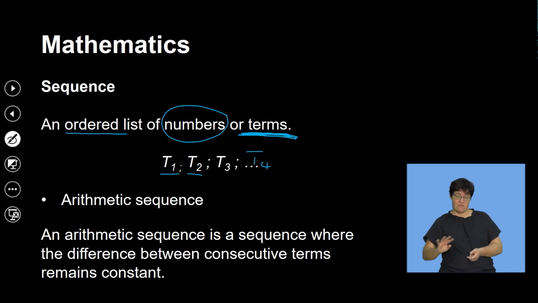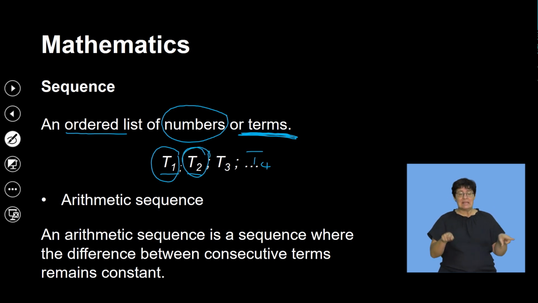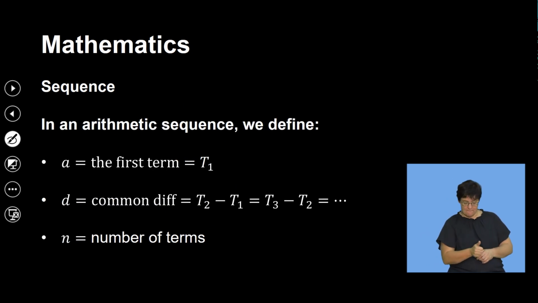Also, an arithmetic sequence, which is one type of sequence, is a sequence where the difference between consecutive terms remains constant. So the difference between T1 and T2 will be the same as the difference between T2 and T3, which will be the same as the difference between T3 and T4. That's what consecutive means. Not T2 and T4. No, it must be one after the other.